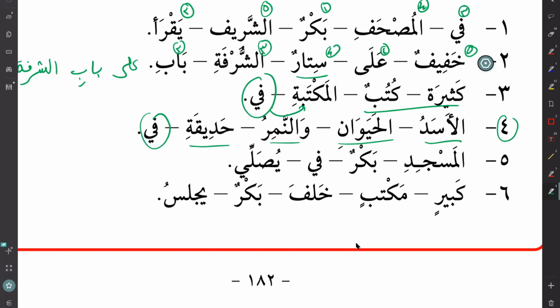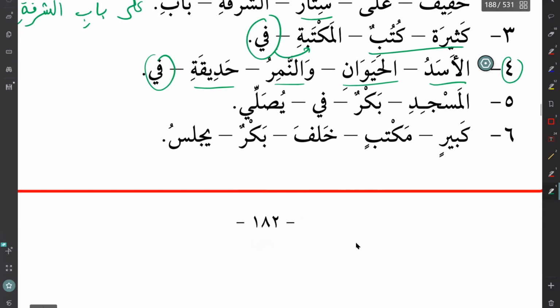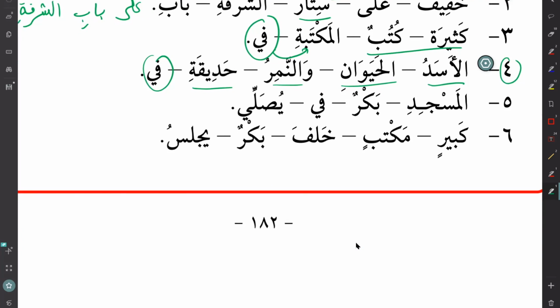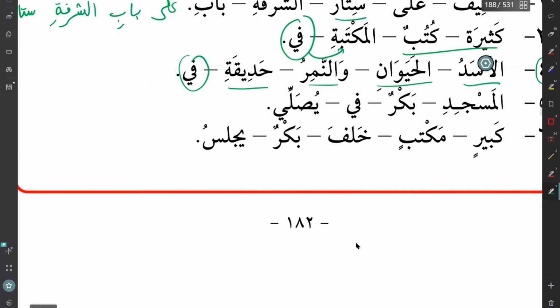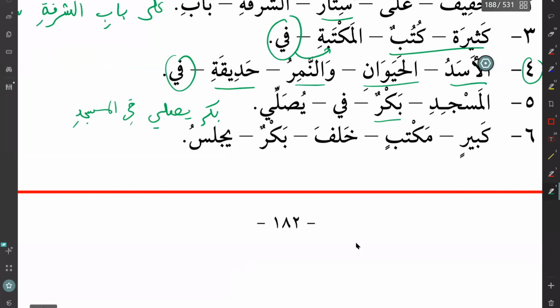Now, number five. You can say bakrun yusalli fil masjid, right? And you can say usually bakrun fil masjid also, right? You can bring the verb in first, before saying the bakrun. You can say yusalli bakrun fil masjid. That would be fine as well.